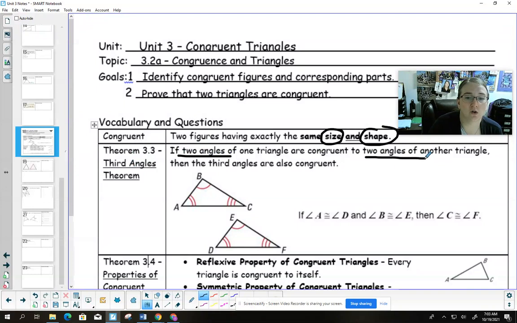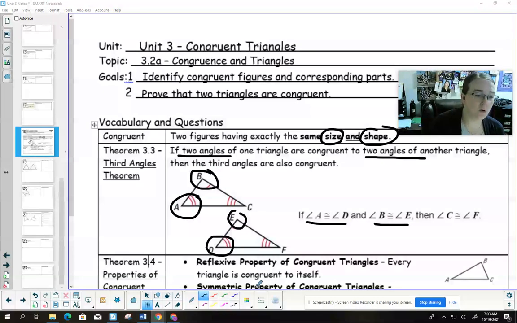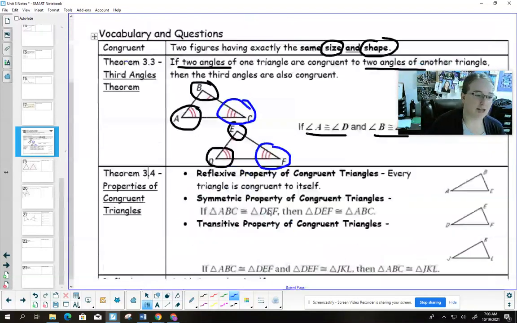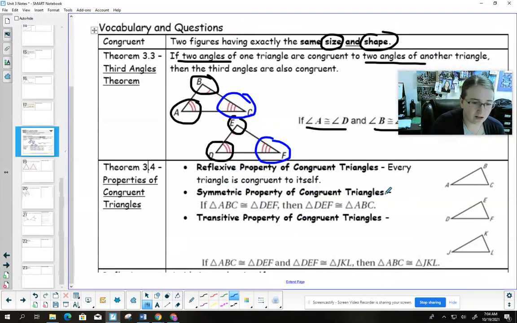So for example here, the third angles theorem says that if two angles of one triangle are congruent to two angles of another. So if we are told to start with that A and D are congruent, which is what it says here, and then B and E are congruent, which is what it says here, if we only know that, it is going to be guaranteed that C is congruent to F. That's a guarantee. So again, we have these little shortcuts rather than having to check every little detail. We can just know a few things, and then we can be certain that these triangles are going to be the exact same.